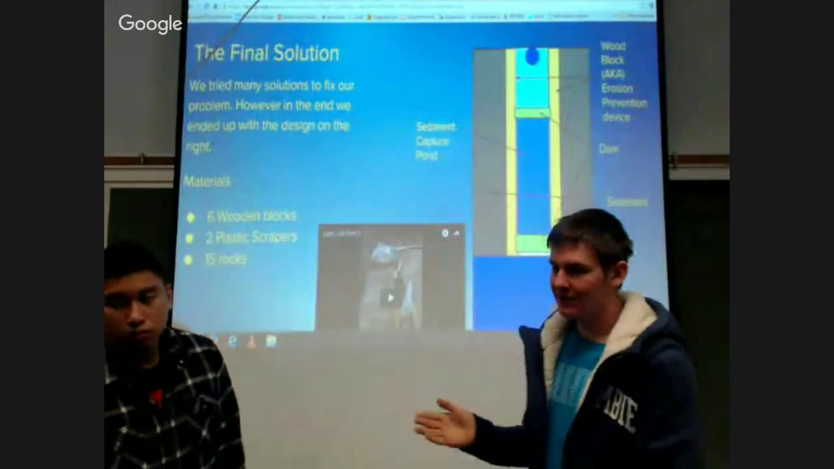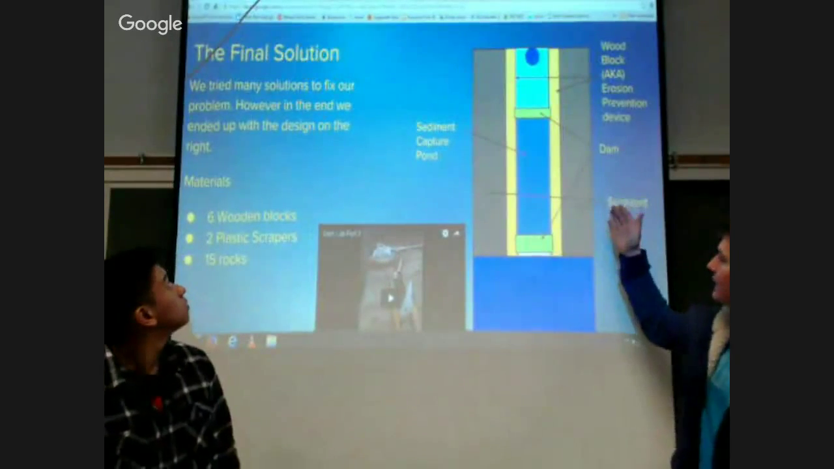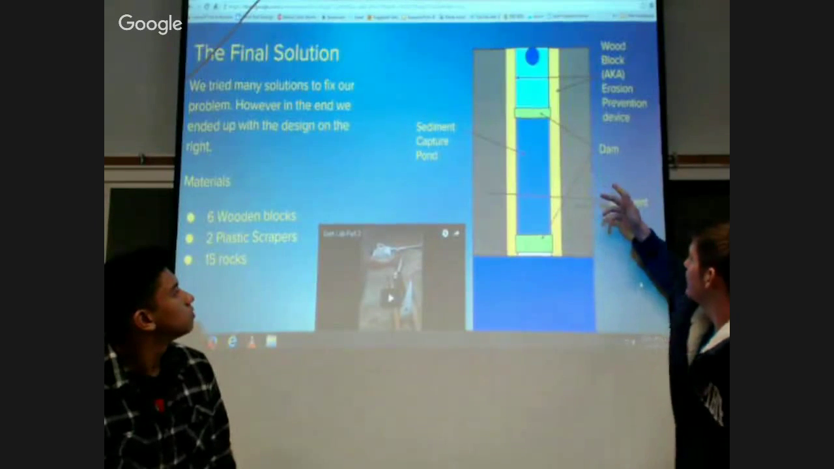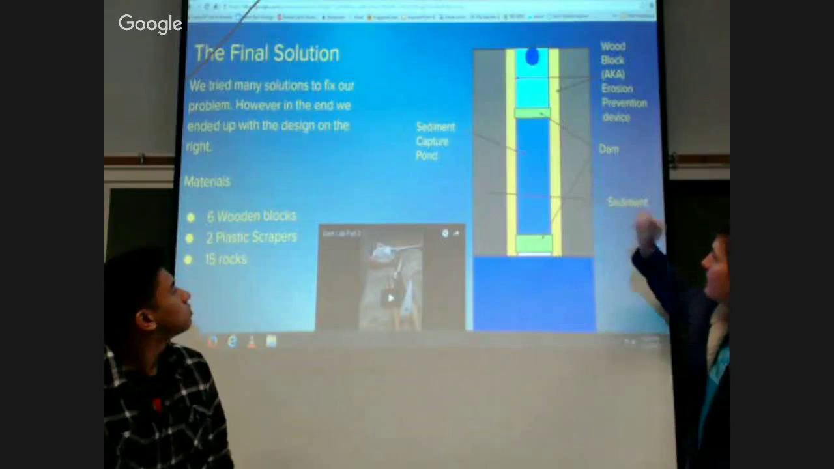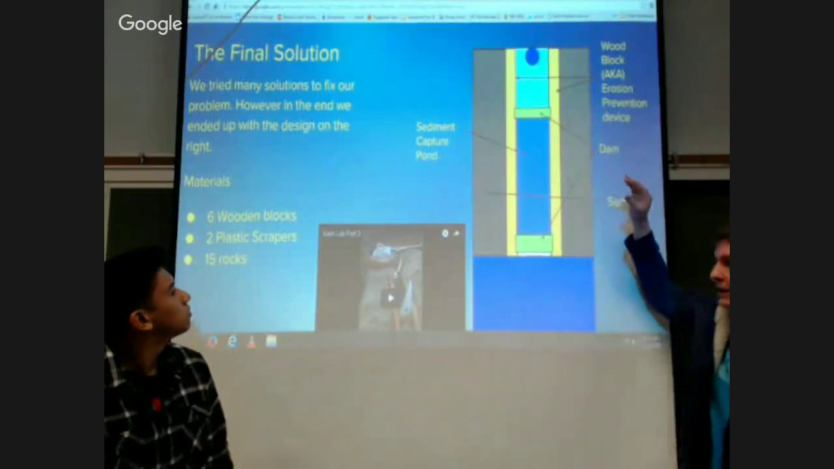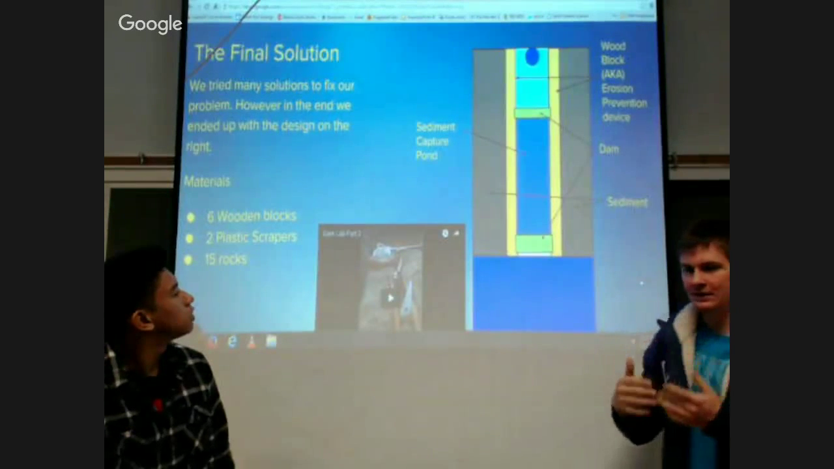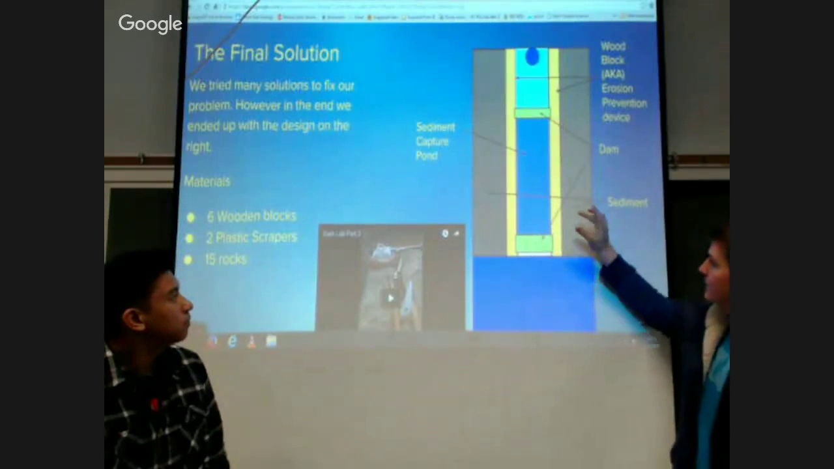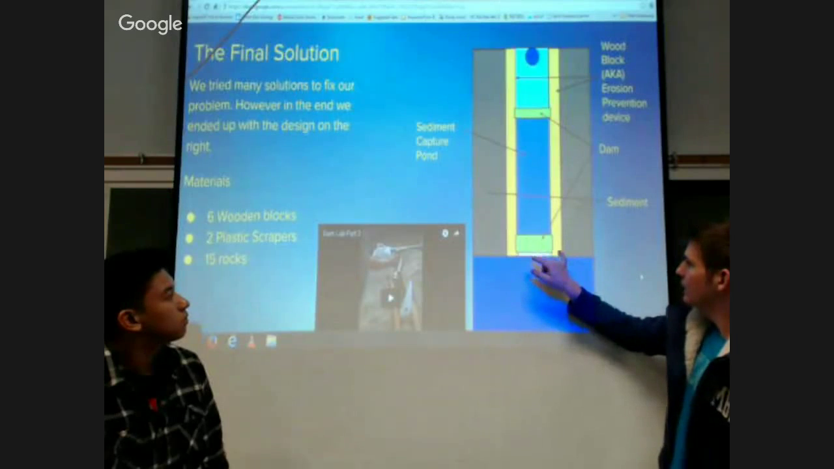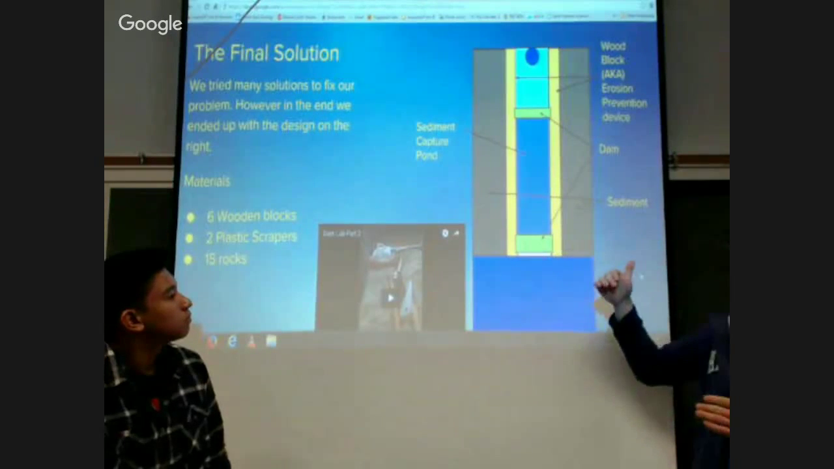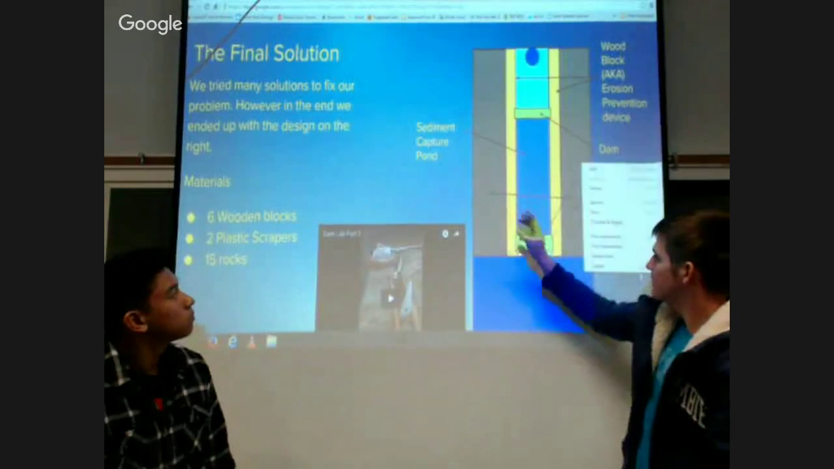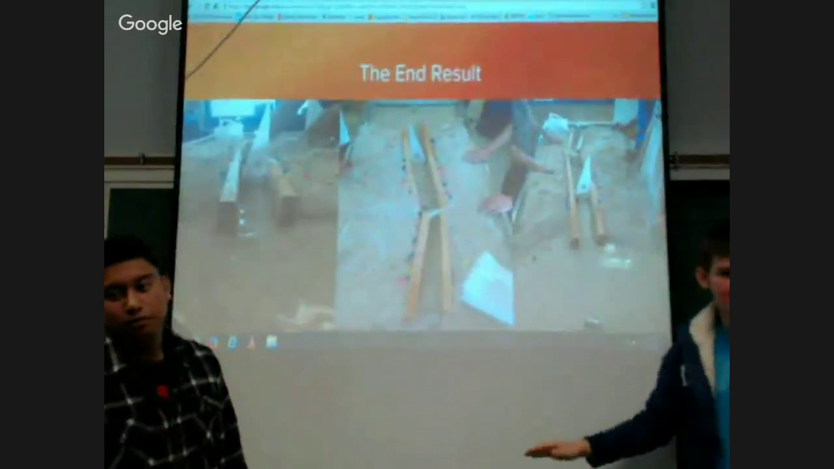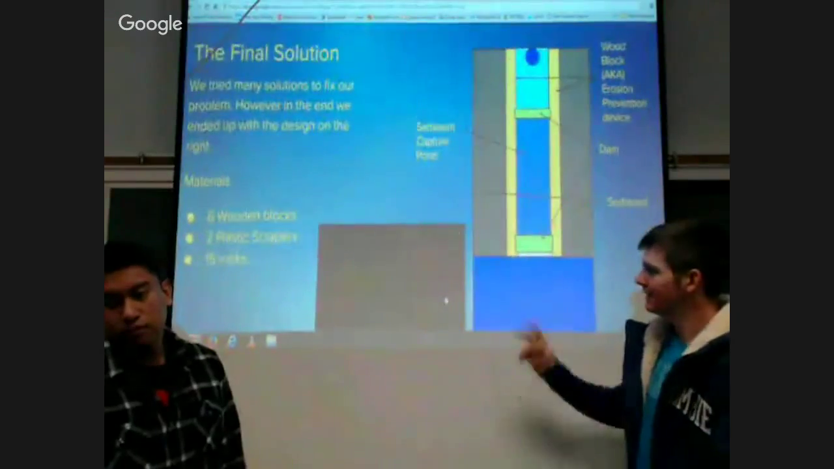Since that didn't work, we ended up with this design, which was much better. We ended up with the same idea of 2 dams. However, this dam up here really collected all the sediment as well, and the same here, except we added about 6 blocks of wood on the side, so the sediment would really be contained. Therefore, the water would not touch the sediment at all.